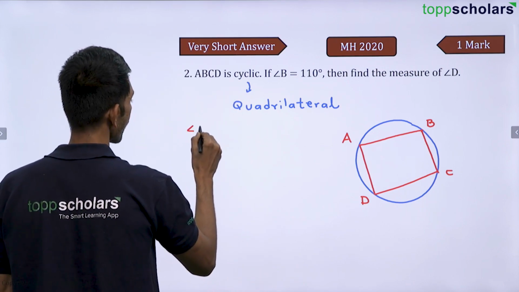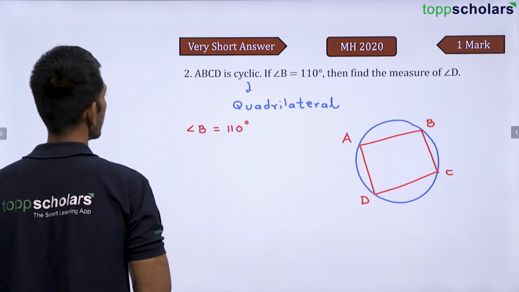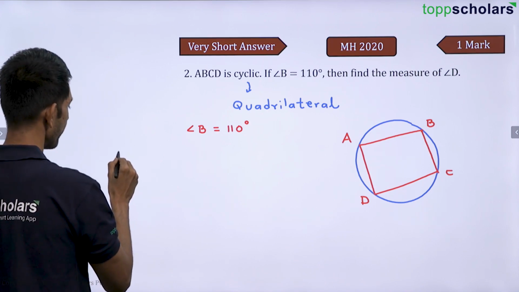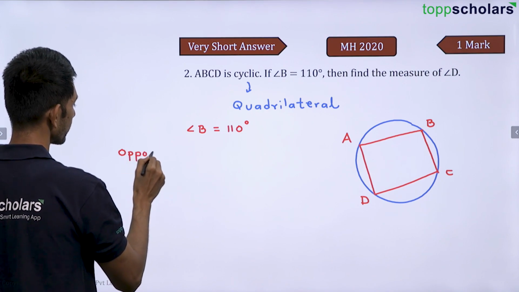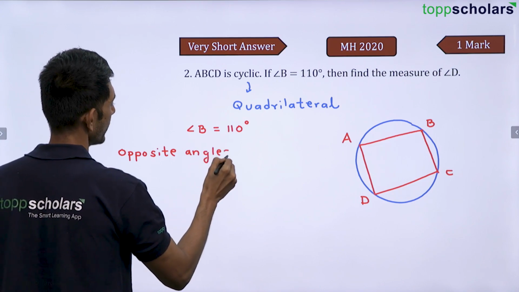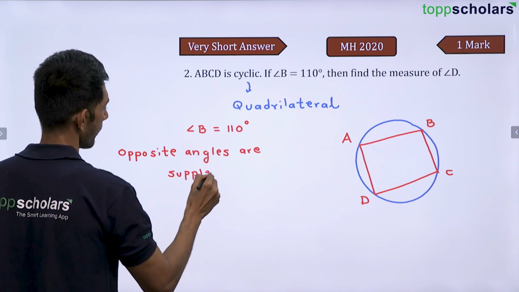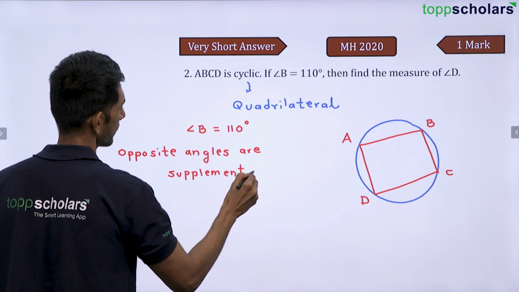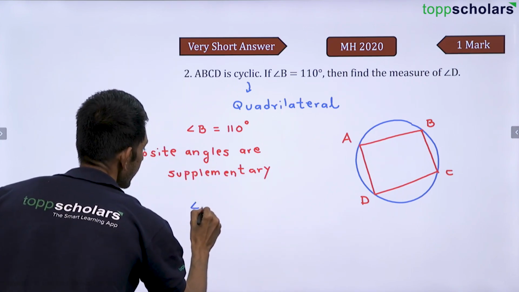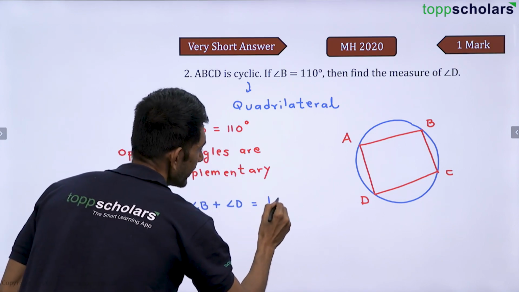So ABCD is cyclic and angle B is already given. Angle B is how much? Angle B is 110 degrees. So what do we know about a cyclic quadrilateral? We know that opposite angles are supplementary, right? So can I say angle B plus angle D is equal to 180 degrees?